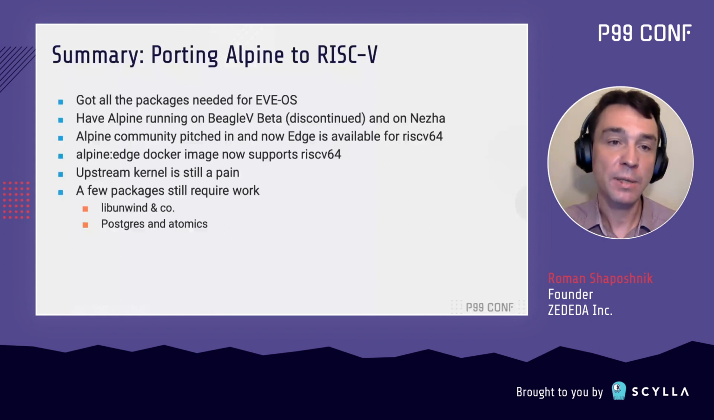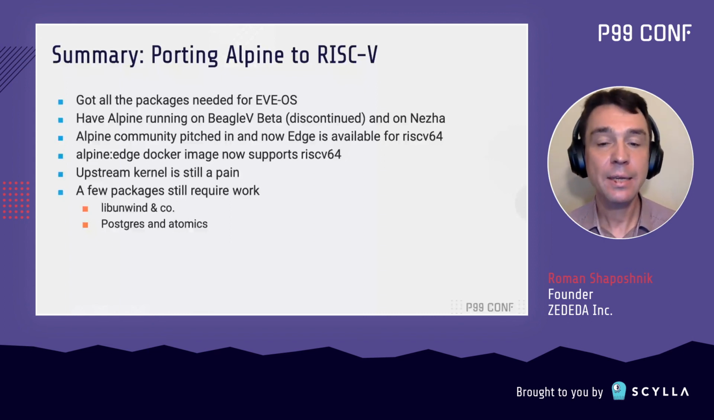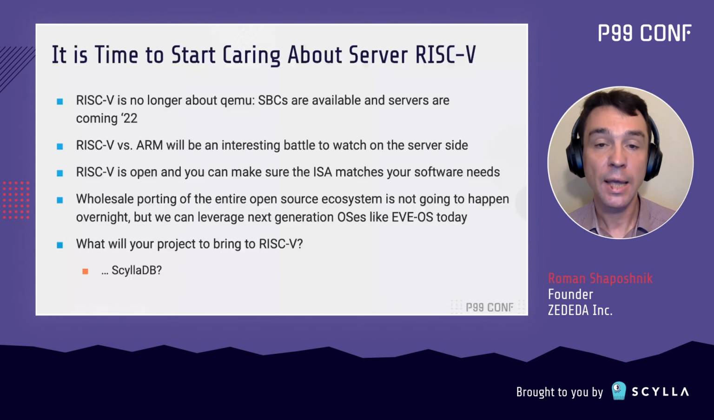Which actually brings me to the key takeaway. If you take anything from the presentation today, it is that RISC-V is no longer about QEMU. You can buy an SBC today, and it's a very, very impressive SBC. It is basically Raspberry Pi class. You can start hacking today. It will be very interesting to see how RISC-V displaces ARM.